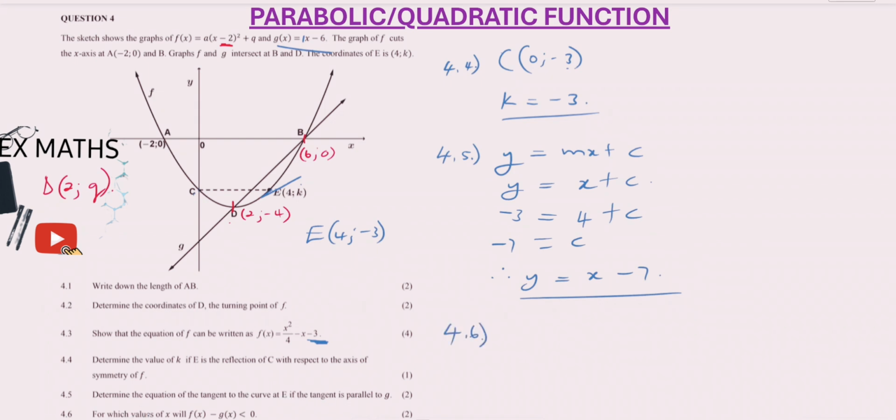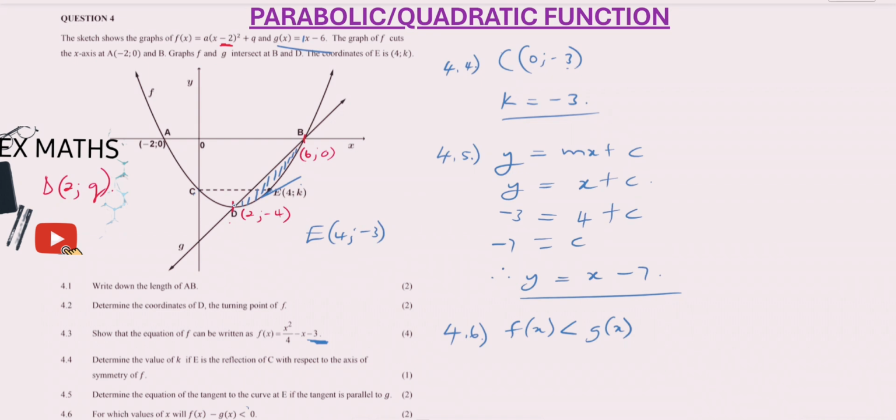4.6. For which values of x will f of x minus g of x be less than 0? In this case, we just need to rearrange our equation. Here we can take the g of x that side to make it positive. So that is going to be f of x is less than g of x. So we are trying to find the values of x for which the graph of f is less than g of x. Our f is this parabola, g is a linear. So we can see at this region, our f is less than g.